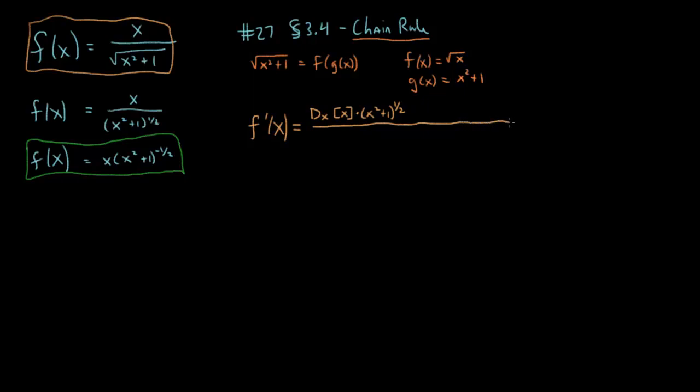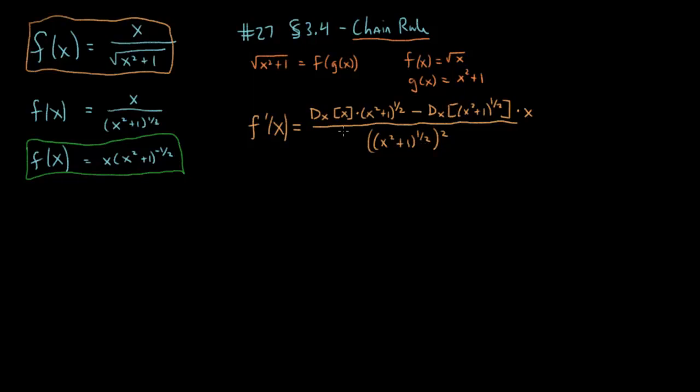Okay, then what else does the quotient rule say? It says subtract off the derivative of the bottom function, which is x squared plus 1 to the 1/2 power, times the top function, which is just a plain old x. Then we divide by the denominator squared. So that is x squared plus 1 to the 1/2 power, squared.